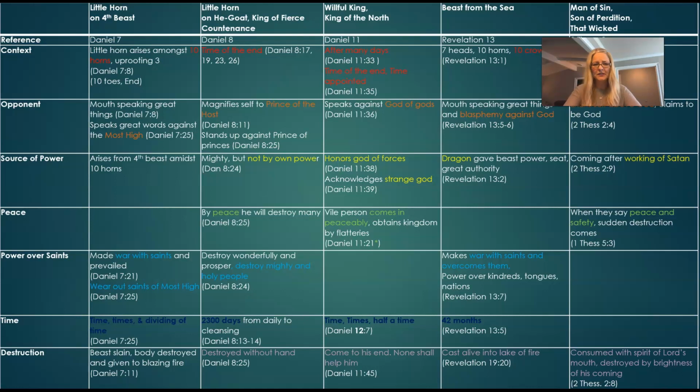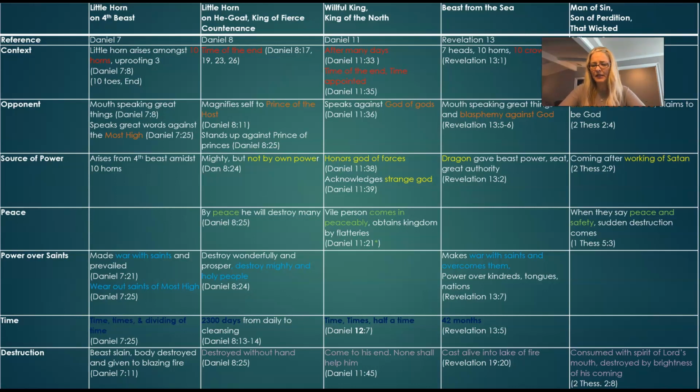Now, consider their source of power. The little horn arises amongst the 10 horns on Daniel's fourth beast, but the little horn of Daniel 8 on the he-goat says that he will be mighty, but not by his own power. So he has power, but he's not deriving it from himself. The willful king, or the king of the north, in Daniel 11, it says that he honors a God of forces and he acknowledges a strange God. It says he will not worship the God of his fathers, but he honors a God of forces, of might, of military, of force, and he acknowledges a strange God.